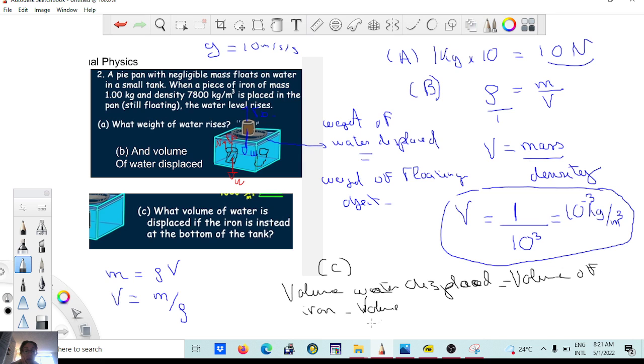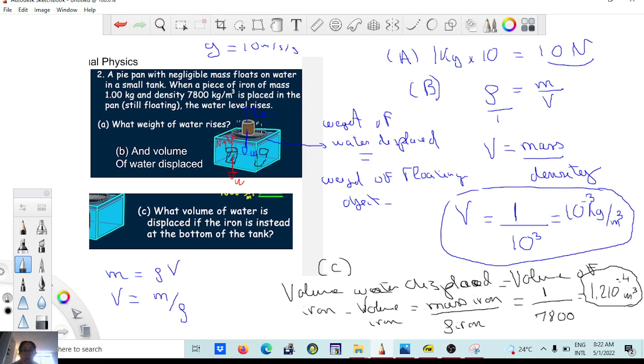So here we're talking about the iron. The volume of the iron equals the mass of the iron divided by the density of the iron, right? So here we have 1 kilogram. The density of iron is 7,800. So 1 over 7,800, so about 10 to the negative 4 meter cube. So what do we see here? That the pan here is displacing more water than if you just have a piece of iron inside. You see, it's almost a factor of 10.